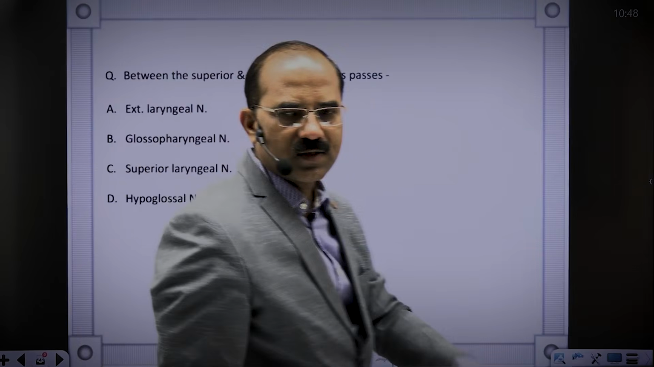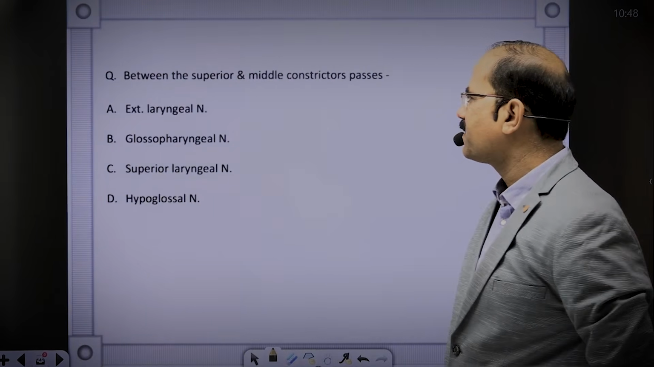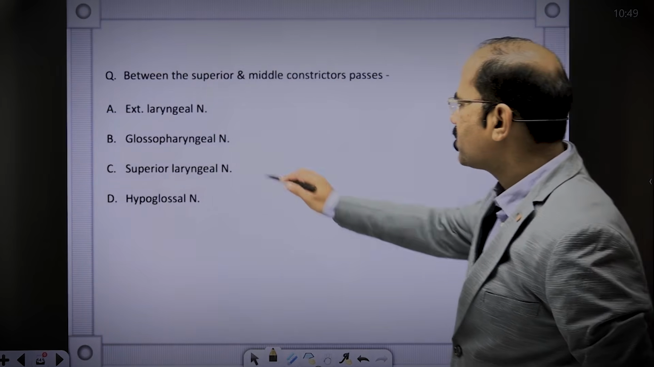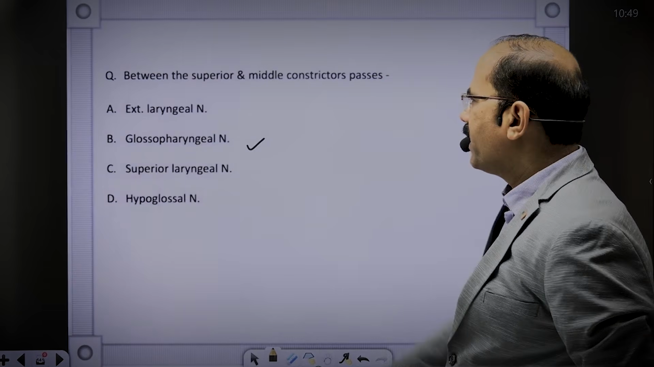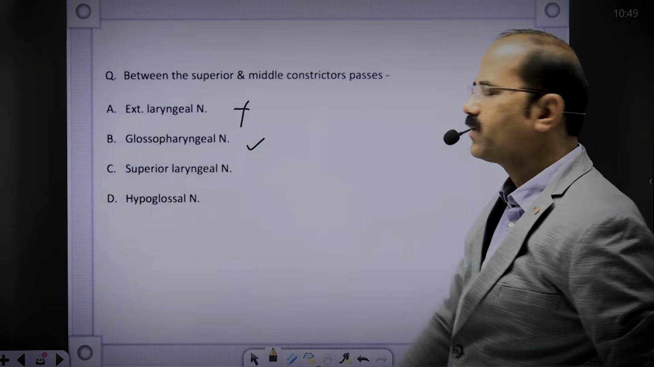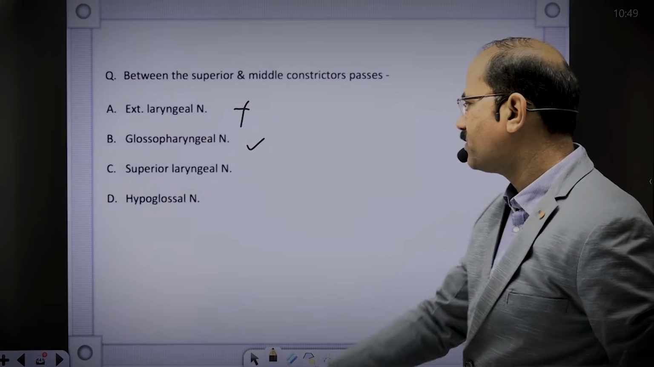Students, answer this. Between the superior and the middle constrictor passes... Yes. Between the superior and middle constrictor pass the glossopharyngeal nerve and the stylopharyngeus muscle. The external laryngeal nerve does not pass there. The superior laryngeal nerve, it's the internal laryngeal branch of the superior laryngeal. Fine, that's it.